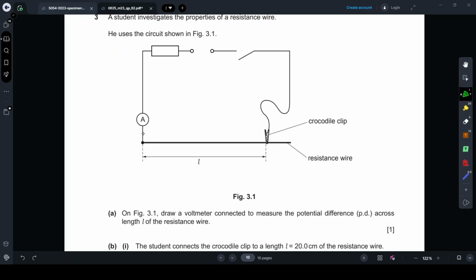We're gonna draw the voltmeter near the crocodile clip. So the voltmeter needs to be in parallel. Actually, why do I think that this happened too? Exactly. That's what I'm saying.